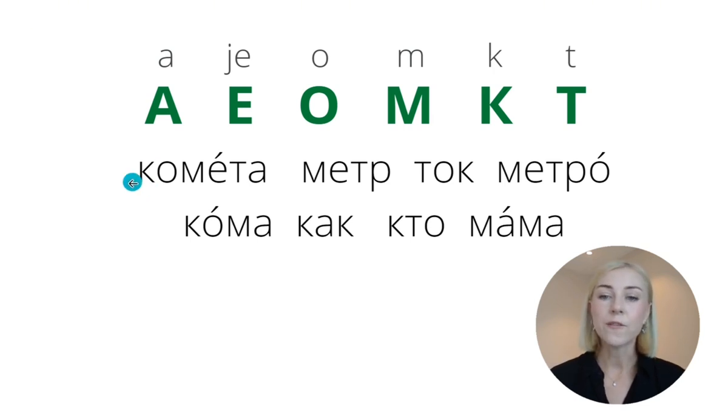Okay, so the first syllable, we should read like ka, not like ko, but like ka, okay? The second syllable, here ye is stressed, so we should pronounce this syllable with the stressed vowel a little bit longer, okay? Me. Great. And the third syllable is ta. Ka, me, ta. Well done.